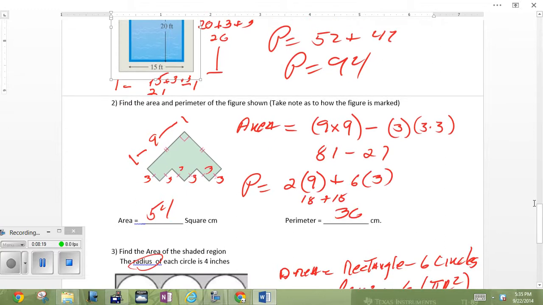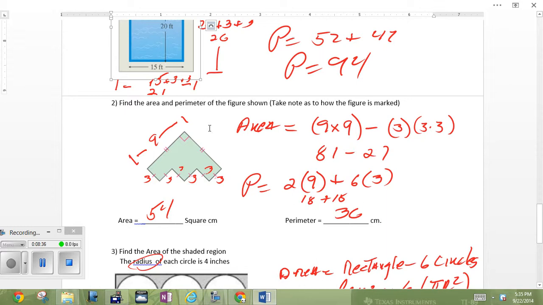This one's right out of the book too. I changed the values up a little bit. I apologize, I think I put 8. I should have put 9 here. If you had work there, I didn't take it off. It was fine. But here's the figure.